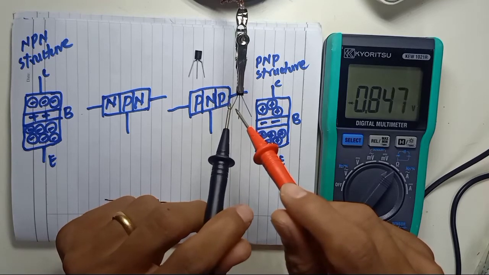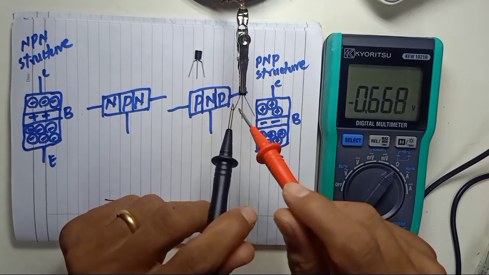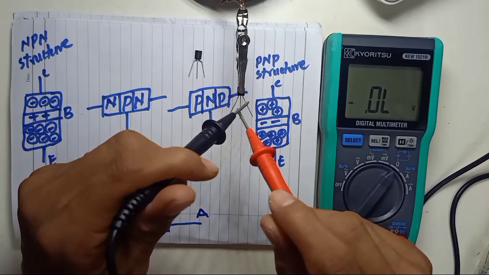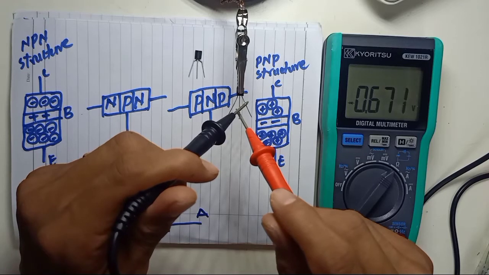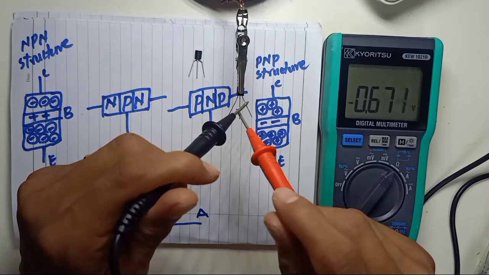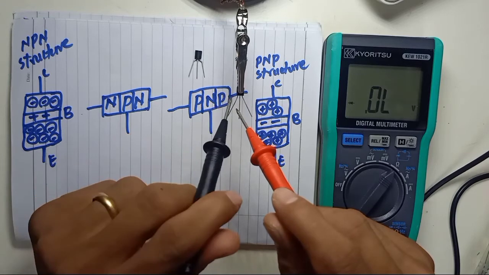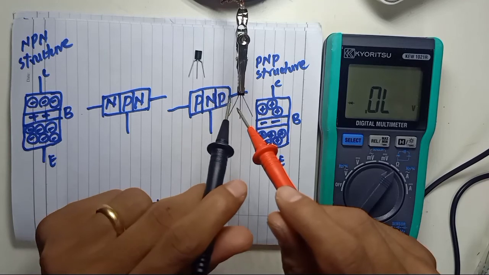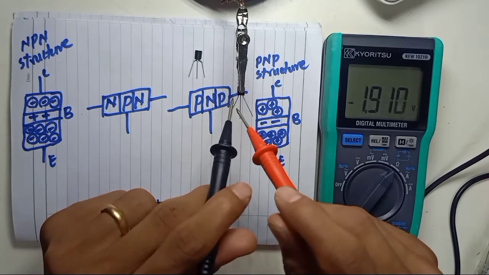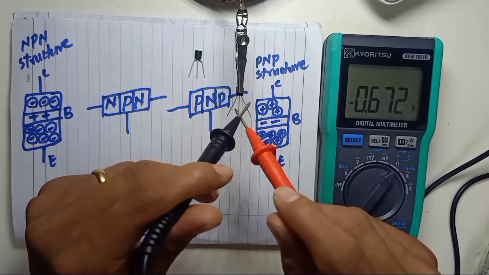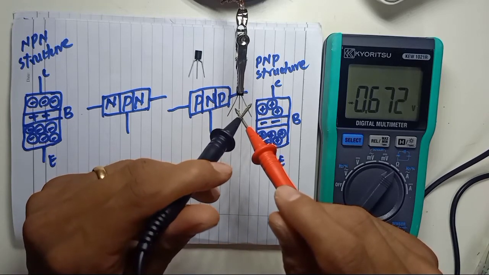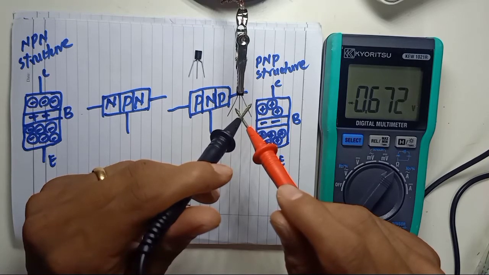I have a reading of 0.7, it's not stable. I touch properly. Okay, I have a reading of 0.667. And the black lead, you move to the top pin. I have a reading of 0.671. So I can count negative, black lead, N, P, N. I have a reading all around. So N, P, N. This is an NPN transistor.